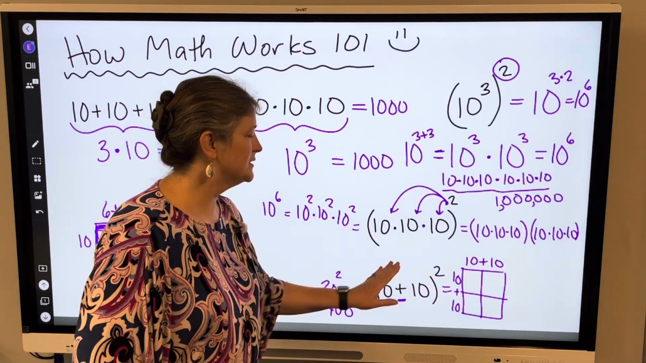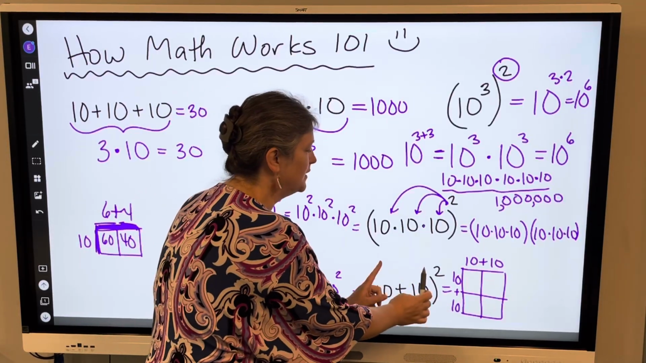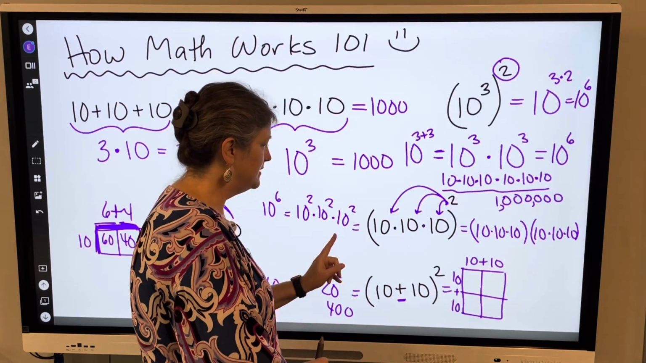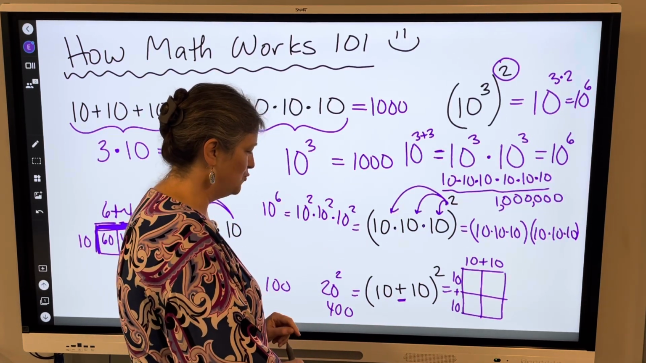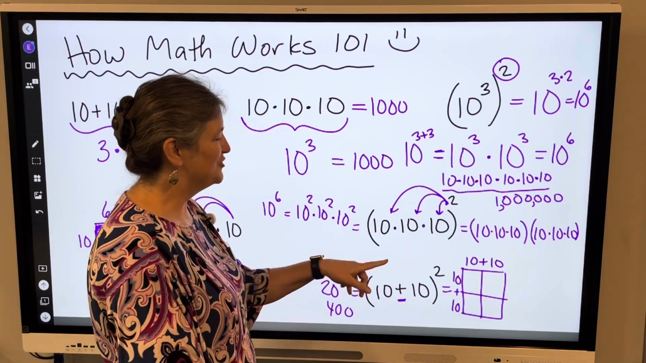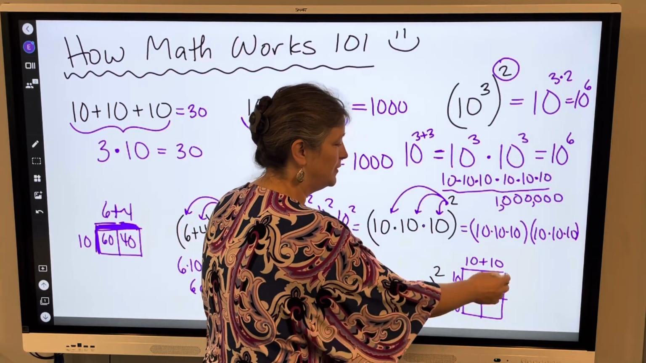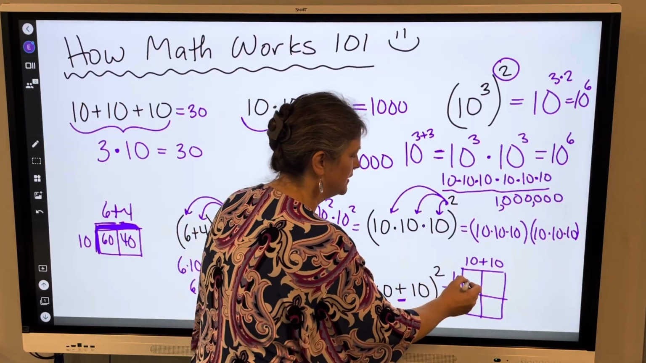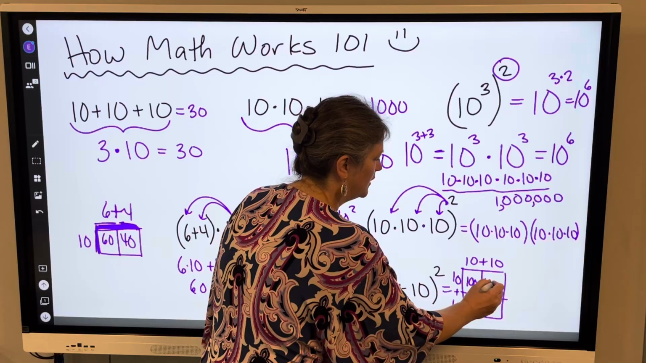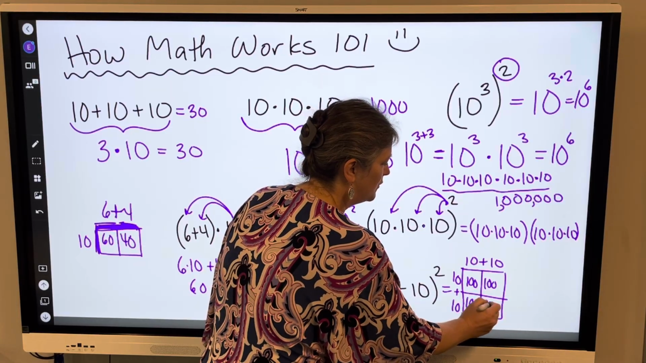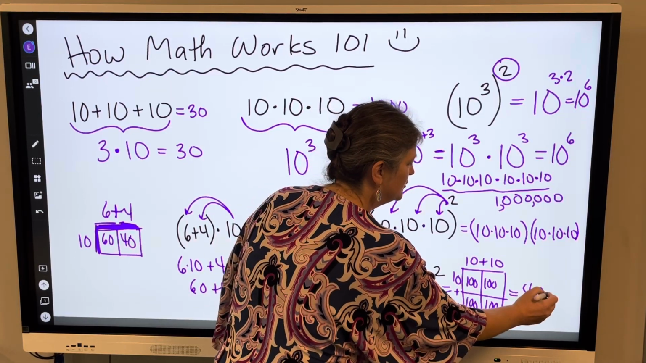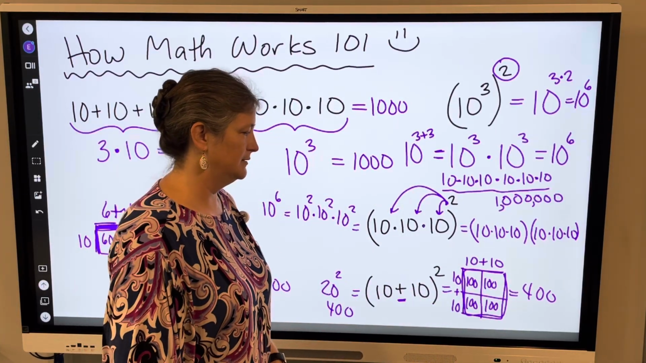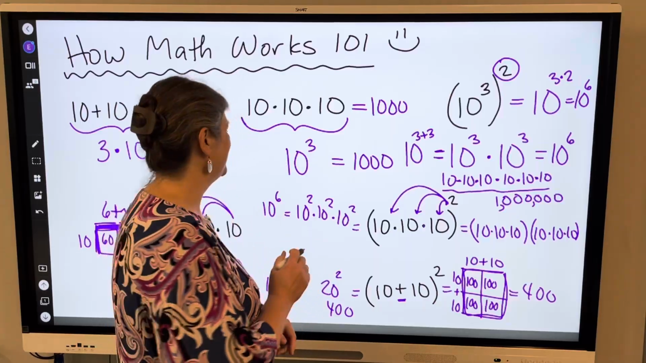So the value of this expression using PEMDAS, do what's in the parentheses, then do the exponents, right? Would be 20 squared. 20 times 20 is 400. So I could also do it this way and say it is 10 plus 10 times 10 plus 10 using the meaning of exponents, and I get 100, 100, 100, and 100, or 400 total area when I square 10 plus 10. Now, what if I had done it wrong?